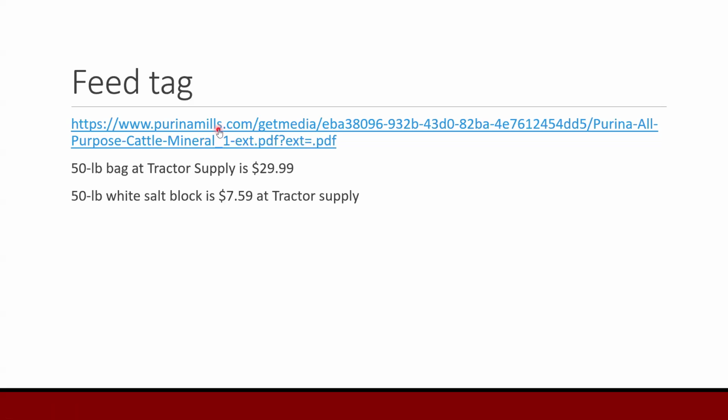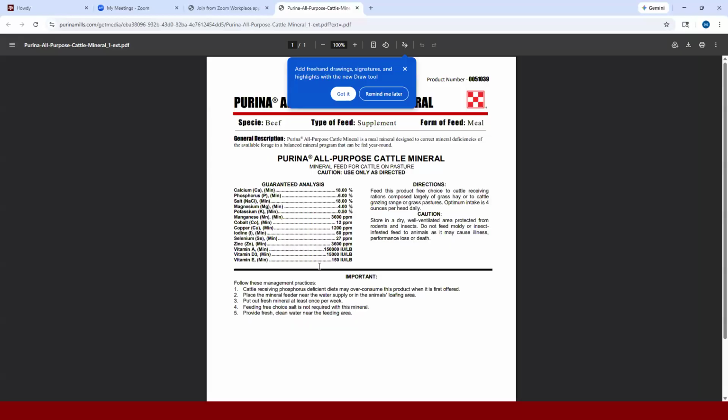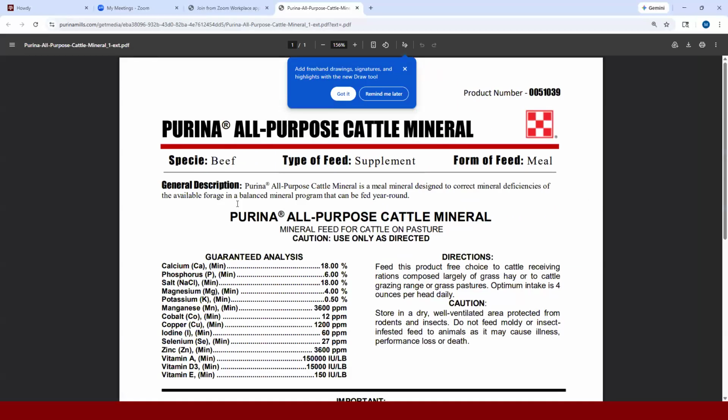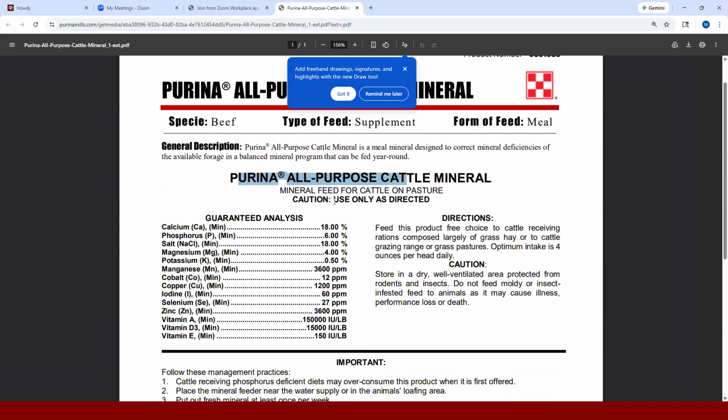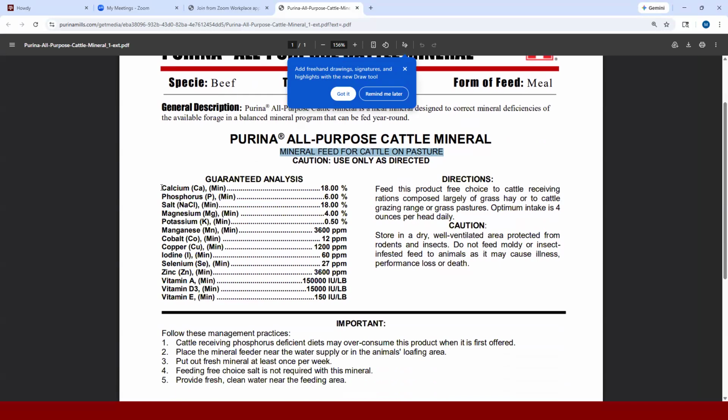Then we'll just look at this real fast. I'm sure many of you have seen a feed tag. They'll tell you the name of the mineral, what system it's meant for. They'll give you a guaranteed analysis. Most of these minerals will be expressed as a minimum, so at minimum, this mineral is going to be 18% calcium.